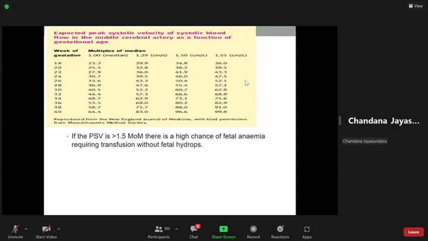Now you don't have to remember this, because the 1.5 multiples of median we can get from a graph like this. You just have to check what is the peak systolic velocity. We know what the 1.5 multiples of median value is.